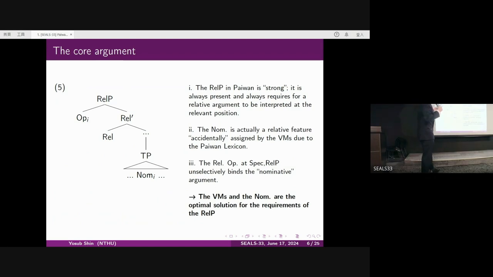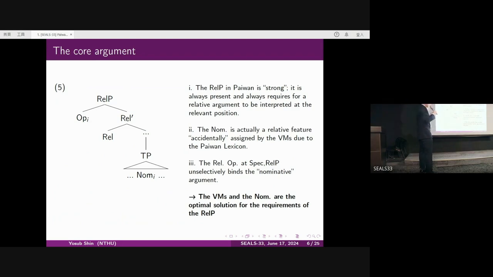And my argument number 3 is that even though this nominative case, which is a relative case, is supposed to be interpreted at this relative position, it does not actually undergo any kind of A-bar movement. Instead, it just stays in situ, thanks to the presence of this kind of covert relative operator that is basically generated at the specifier position of the RelP. So because of this reason, it can stay in situ. This is the third argument that I'd like to make.